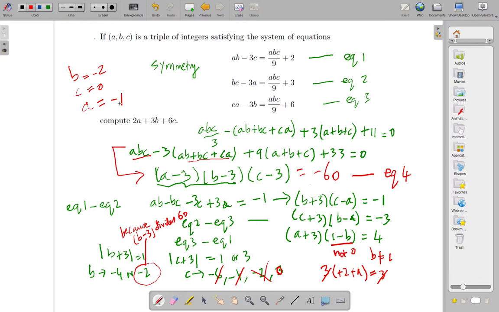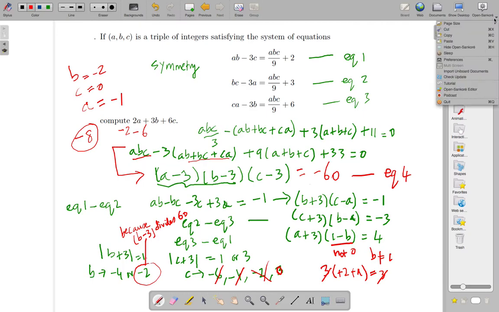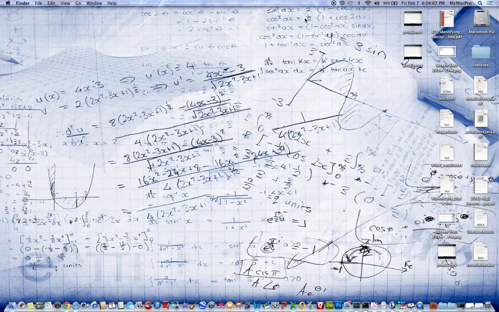So now with these values of A, B, and C, 2A is going to be -2, 3B is going to be -6, and C is going to be 0, so the value is -8. All right, that's the end of that problem.